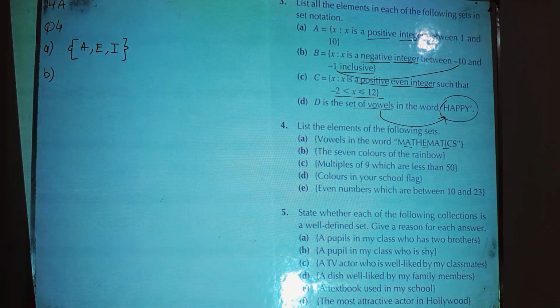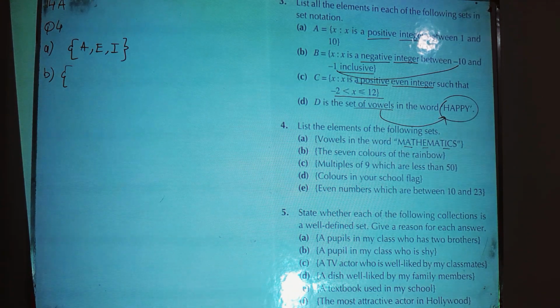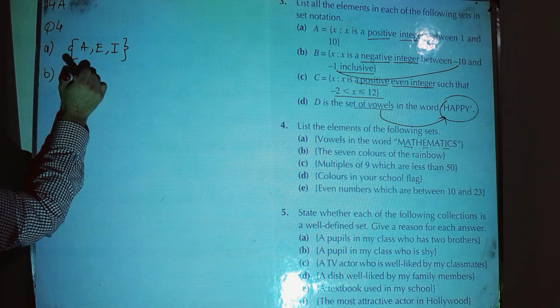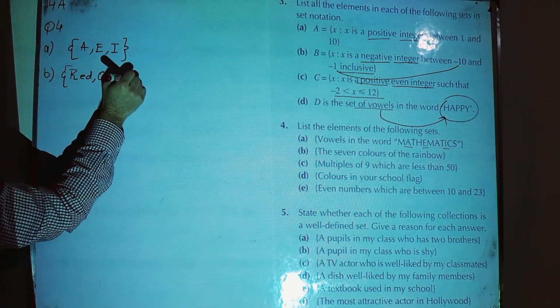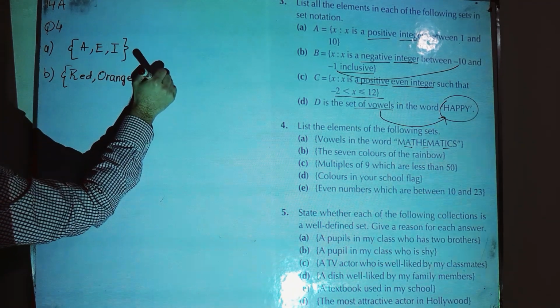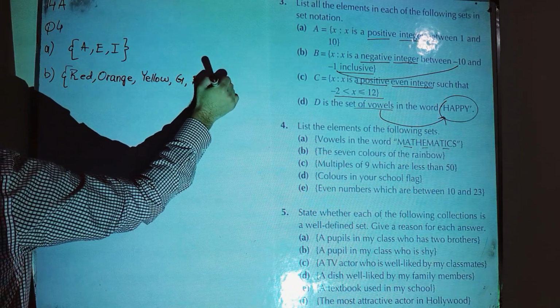Part number B, 7 colors of the rainbow. You are going to list down the elements. So you are going to write each color: red, orange, yellow, green, blue, indigo, violet.